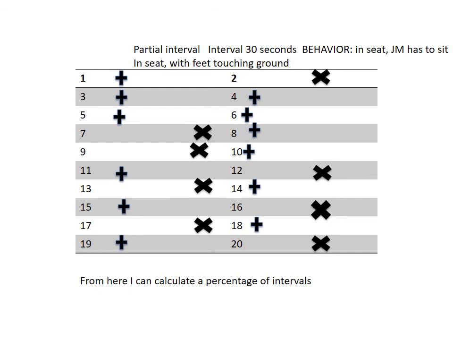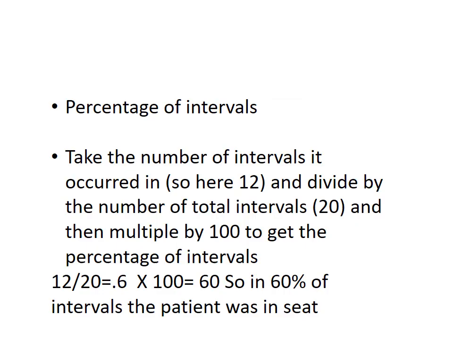So let's say in interval 1, he was only in his seat for 3 seconds. But because it's partial interval, again, partial, it only has to occur one time or more during that interval, we'll mark it as happening. Again, we can calculate a percentage of intervals. Here, there were 12 pluses. That means that in 12 of the intervals, at some point during those intervals, he was engaged in in-seat behavior.